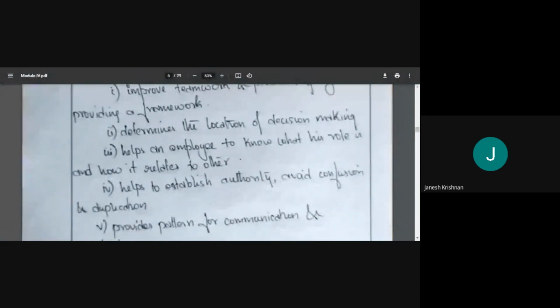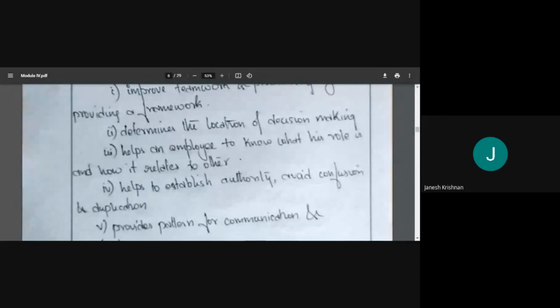It helps establish authority, avoid confusion and duplication. Right? Because in your class, you might have 10 different groups, and for 10 different groups there will be 5 different guides. 5 different guides will have 5 different opinions. If there's no project coordinator, there will be 5 different dates. But because there's an authority, he will decide, okay, this is the date we are going to do this. That will establish the authority and avoid confusion and duplication.